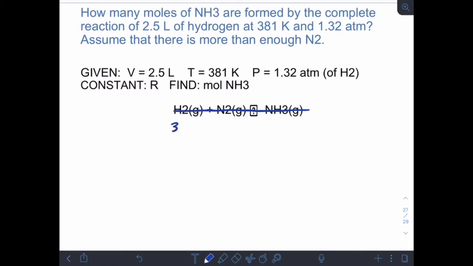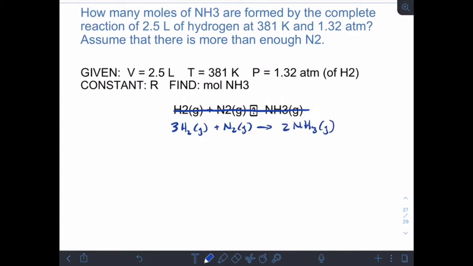All right, so given what we have here, and I'm going to cross this out and write it correctly balanced, so we should have 3H2 gas plus N2 gas gives us 2 NH3 gas. That was a bit of a typo when I first made this slide, and I apologize that it's still there. But so how many moles of ammonia are formed by the complete reaction of 2.5 liters of hydrogen at 381 K and 1.32 atmospheres? Assume that there's more than enough N2. So N2 is our excess, so we don't have to worry about it.